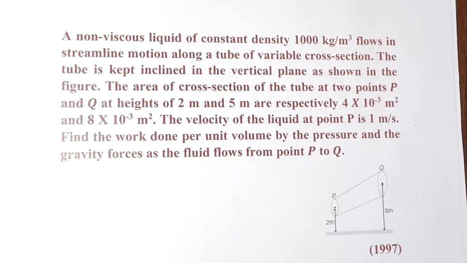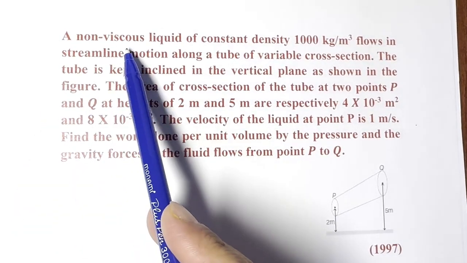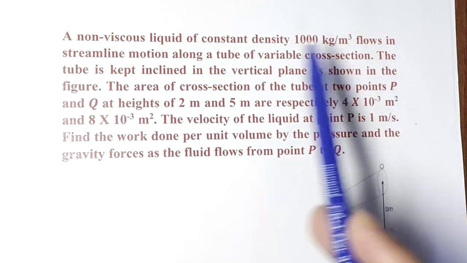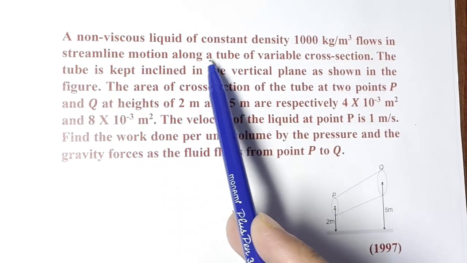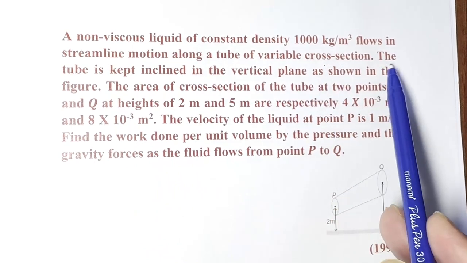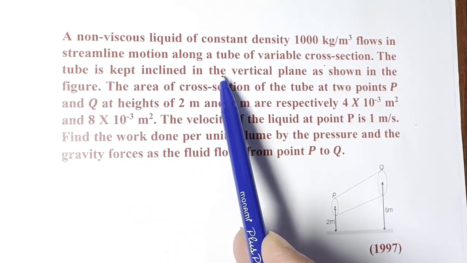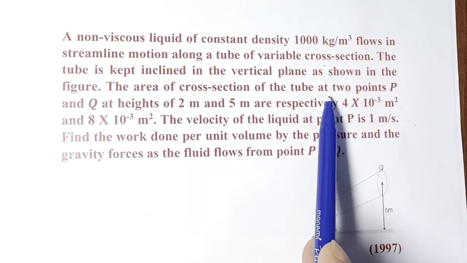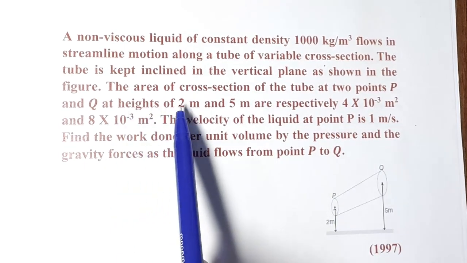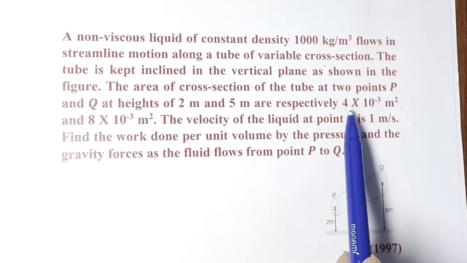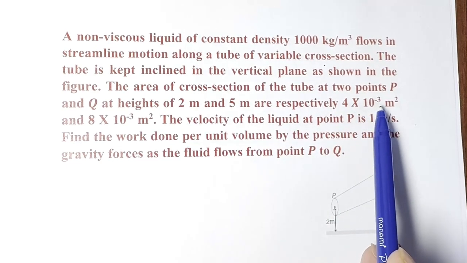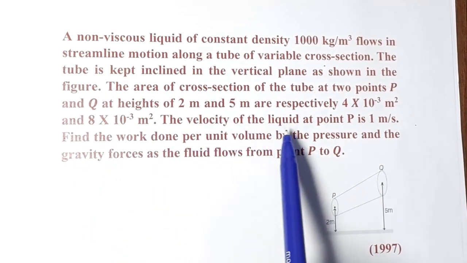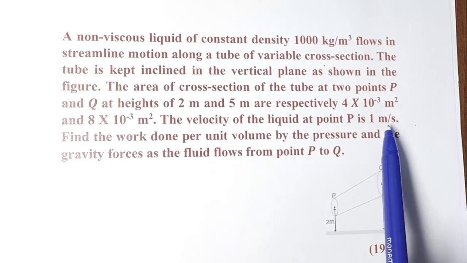Hello friends, today's question. A non-viscous liquid of constant density 1000 kg per meter cube flows in a streamline motion along a tube of variable cross-section. The tube is kept inclined to the vertical plane as shown in the figure. The area of cross-section of the tube at 2 points P and Q at height 2 meter and 5 meter respectively are 4 × 10^-3 and 8 × 10^-3 meter square. The velocity of the liquid at point P is 1 meter per second.